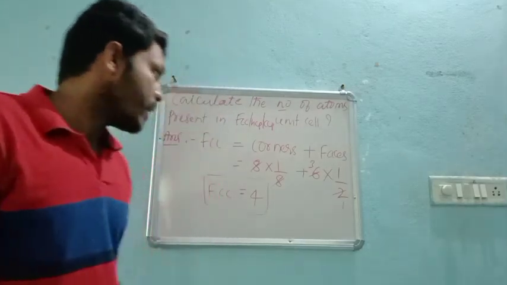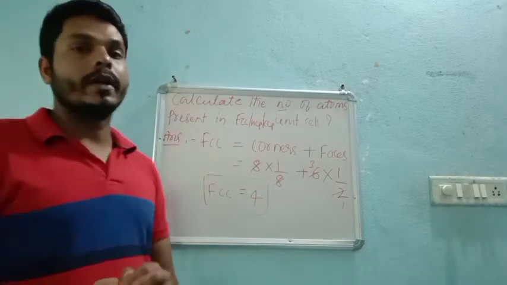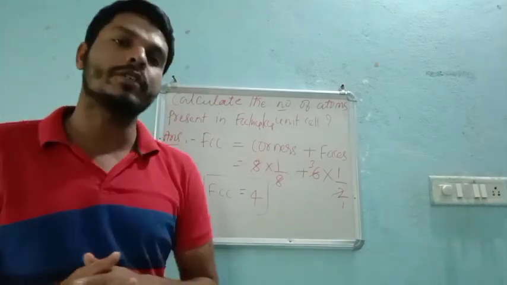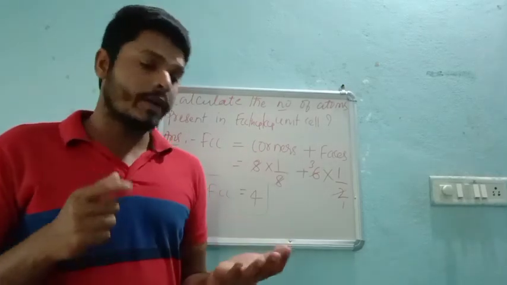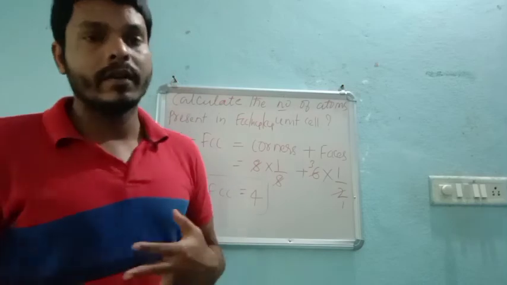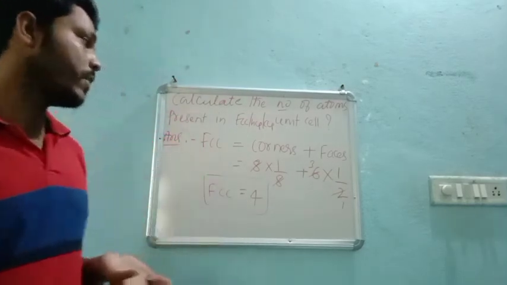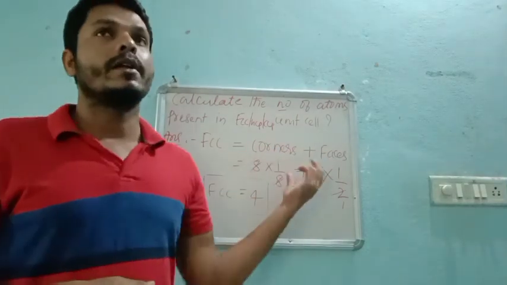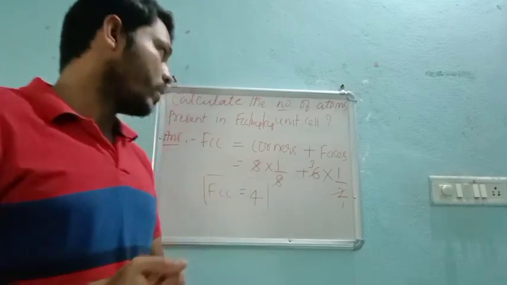So in today's class, what we learned is a very important part, that is how to calculate the number of atoms. To calculate these, we must have the definition as well as the contributions of the different constituent particles, that means corner, center, as well as face. If you know these 2 points, then it will be very easy to calculate. So this is all about today's class.